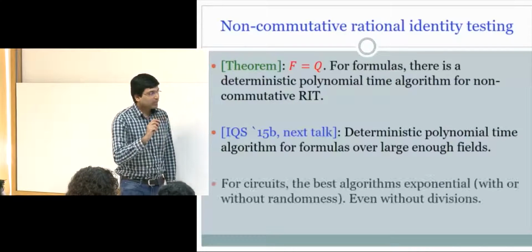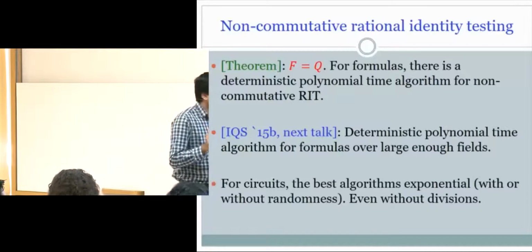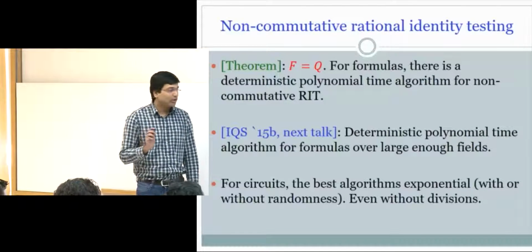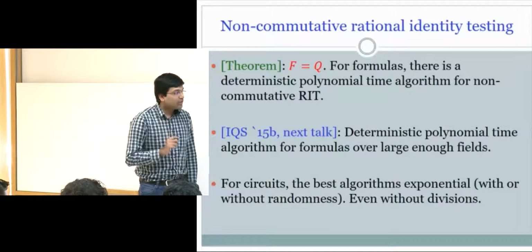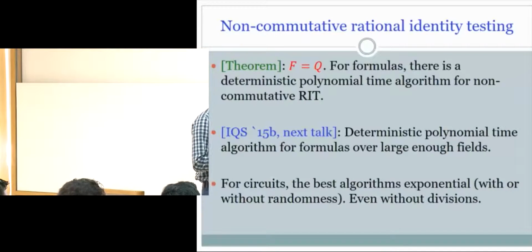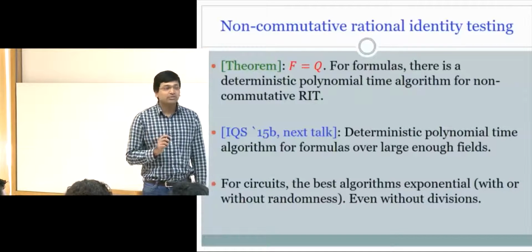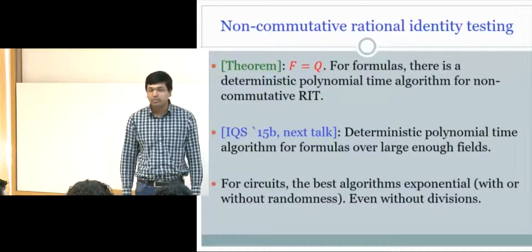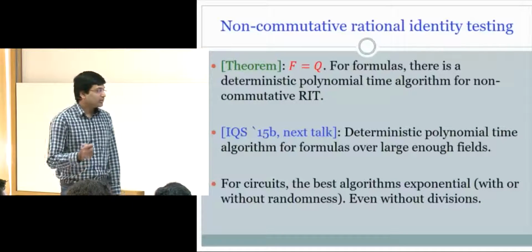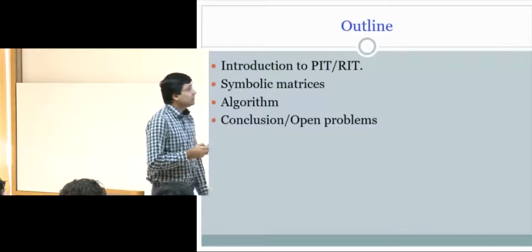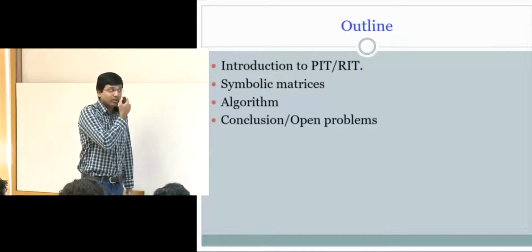Okay. But for circuit representations, the best algorithms are still exponential time, even if you allow randomness. Even if in the circuit there are no divisions, only multiplications and additions, even then the best algorithms are exponential, if you don't bound the degree of the polynomial. And this is a very natural open problem. Okay, so that was the introduction to non-commutative rational identity testing.